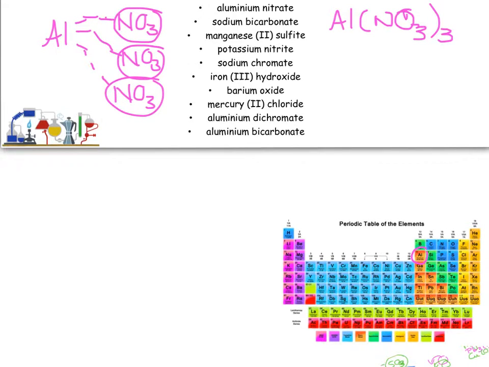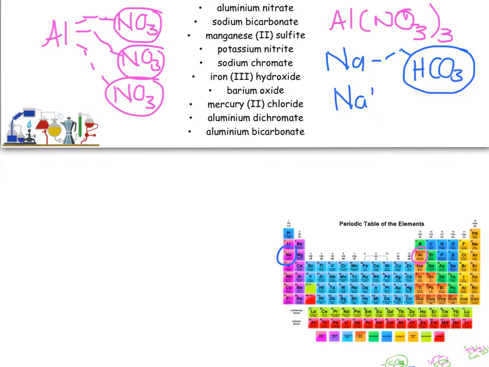Sodium bicarbonate. Sodium is Na, it's over here. It has a valency of 1 because it's in group 1. Bicarbonate is HCO3 if you look at your list of polyatomics, and it has a valency of 1. So if I'm going to write the formula for sodium bicarbonate, it's going to be NaHCO3, no brackets required.